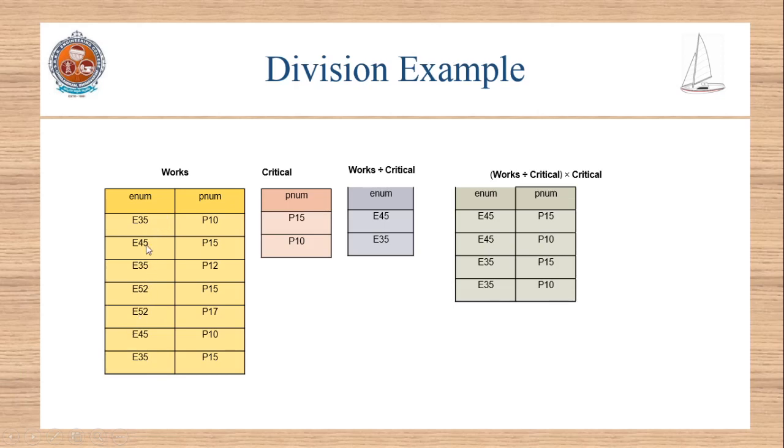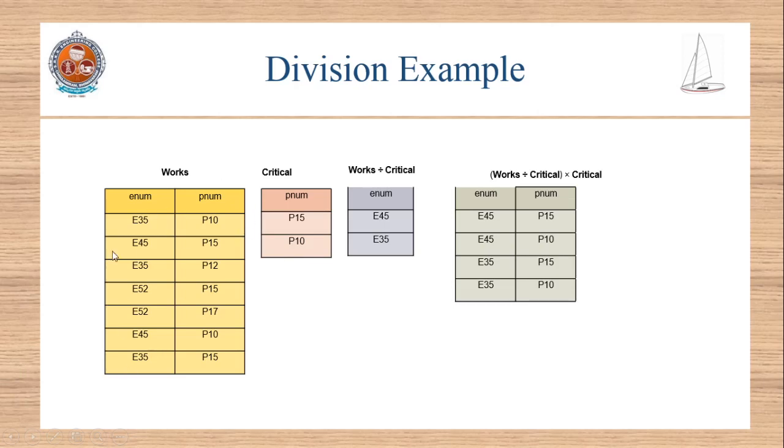See here, E45 is having P15, and also E45 is going to work for the project T10. So here, what are the critical projects? The project numbers 15 and 10 are the critical projects. Now, what is the request? We want the employees who are working for the critical projects.